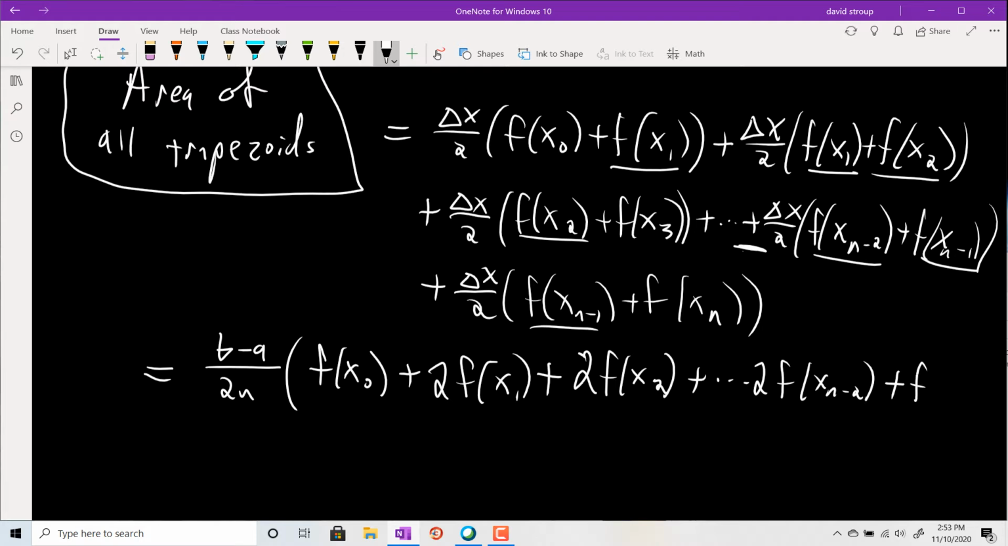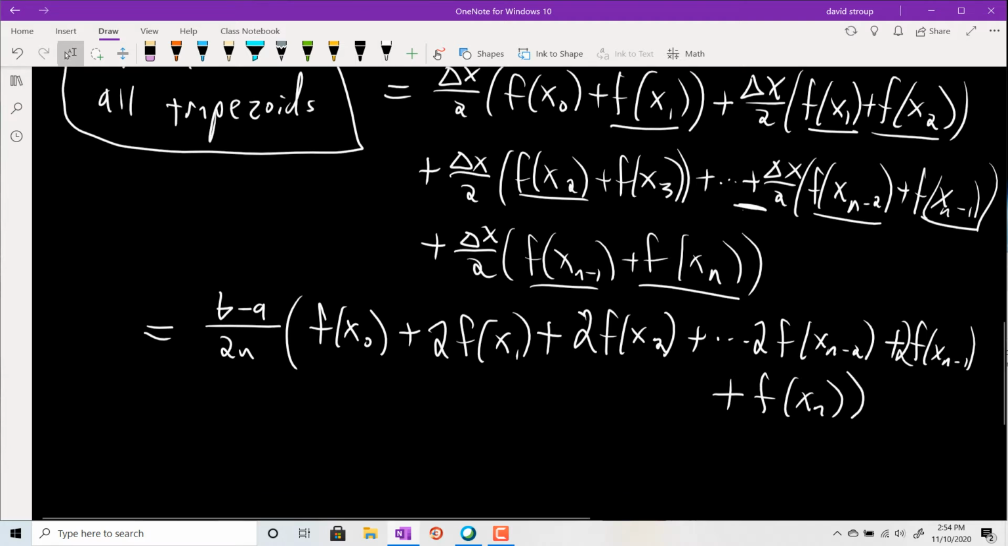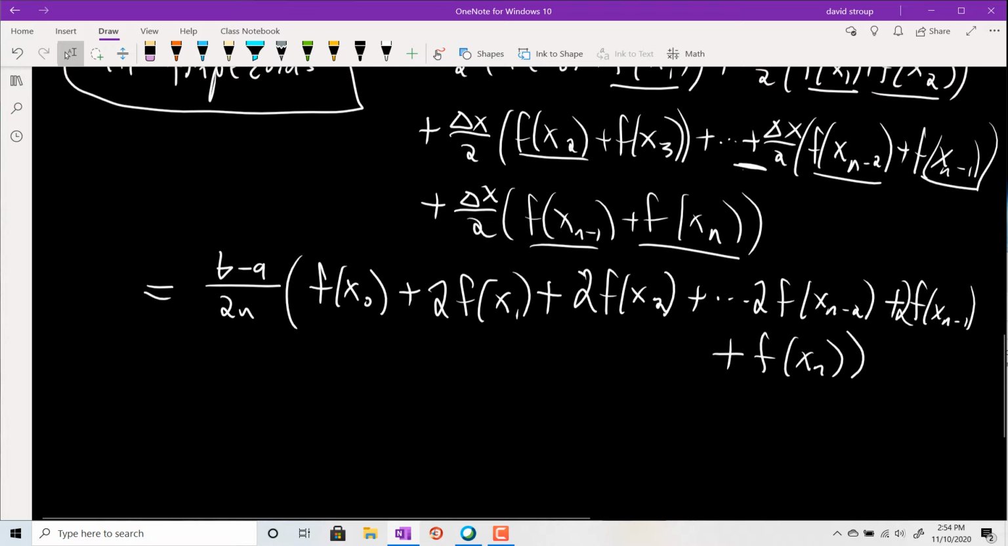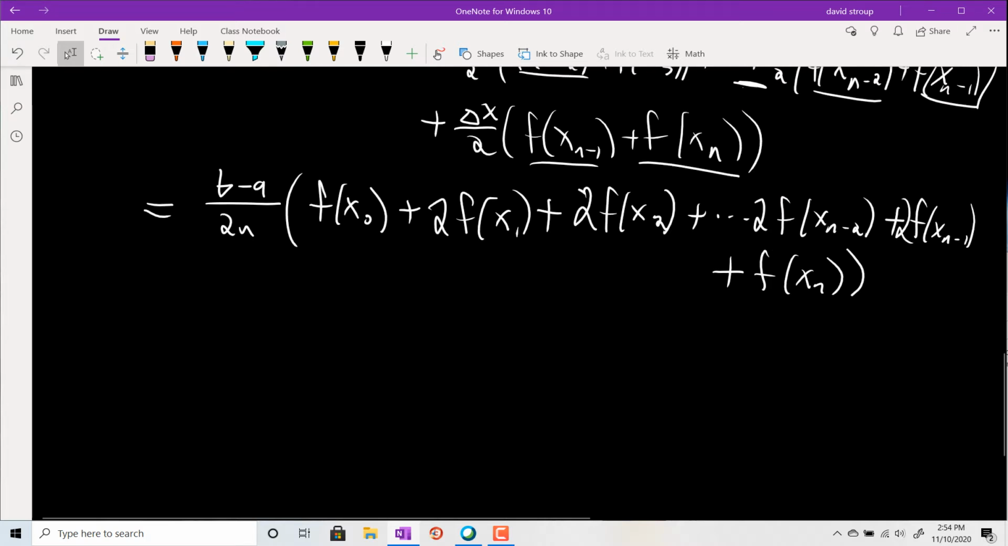I ran out of room, I apologize. It's f of x sub n minus 1, but there should be 2 of them. And then finally, you'll just have the 1 f of x sub n. So the first and the last one are by themselves, but everyone in the middle gets a 2 attached to them. And that is your general formula. If you were to take the limit as the number of trapezoids went to infinity, you of course would get the area underneath the curve, but we're using this for approximations.